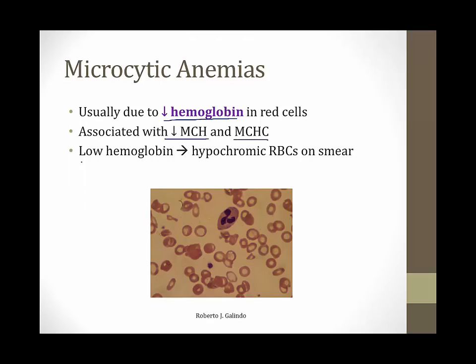And then finally, when there's decreased hemoglobin inside of red cells, the red cells will appear hypochromic on peripheral blood smear. This is an example of hypochromic red blood cells here. You can see that there's a large pale area in the center of the cell, much larger than what you see with normal red blood cells. Those cells are hypochromic, and they appear that way because they have decreased hemoglobin.